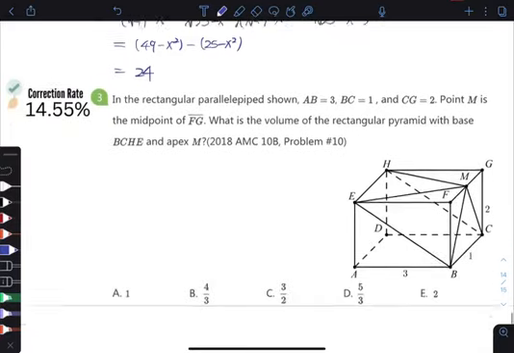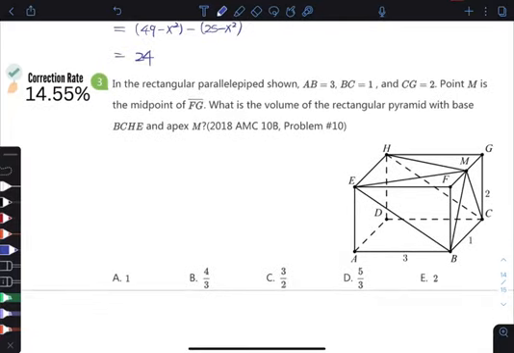Alright, let's go to the last. In a rectangular parallelepiped, AB is 3, BC is 1, CG is 2. Point M is the midpoint of FG. What is the volume of this rectangular pyramid with base BCHE and apex M?